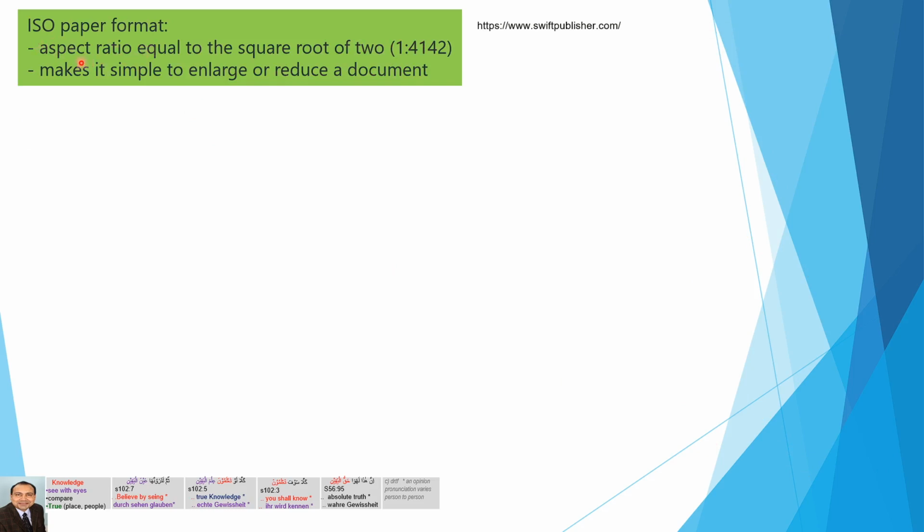ISO paper format aspect ratio equals the square root of 2. It means 1.4142. It makes it simple to enlarge or reduce a document.